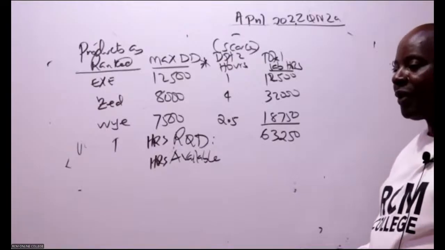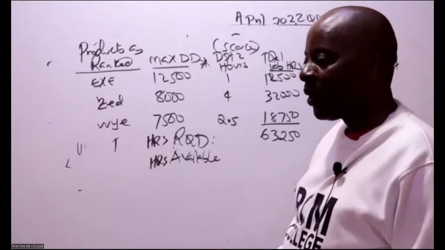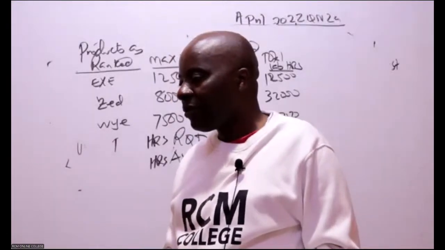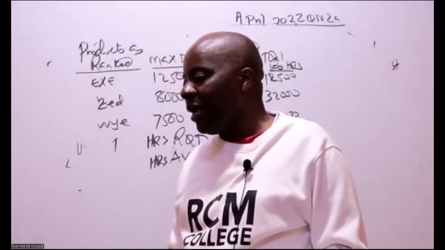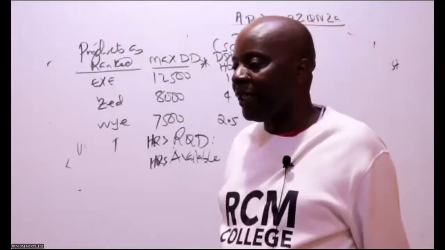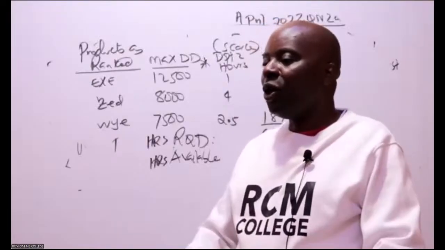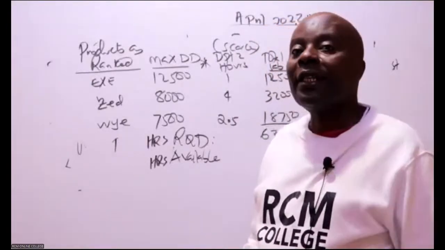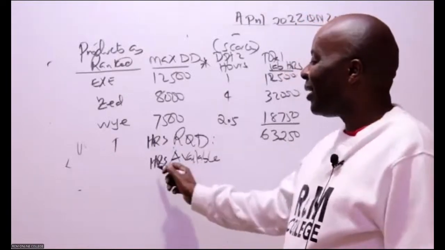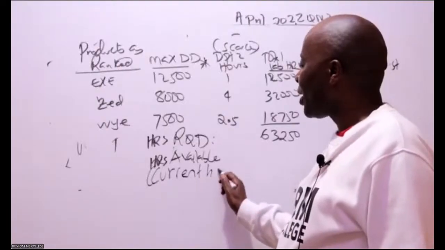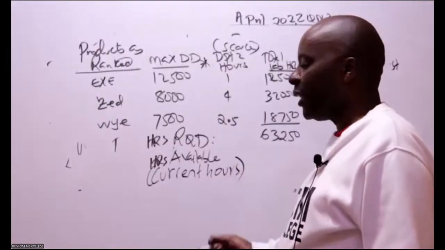We have a student saying, Mwalimu, the ones which are available are 46,500. And that is correct. I would want to see how many will be able to get it right. You see, hours available are the same as the current hours. Whenever they are not given, you shall always compute the hours used, like last year, the current hours.